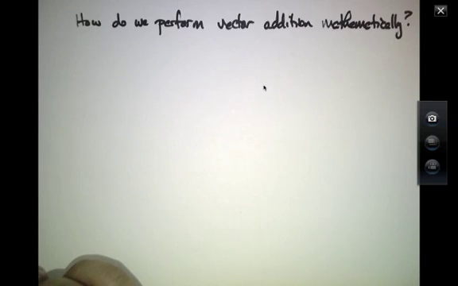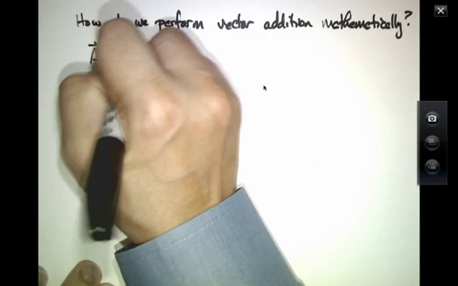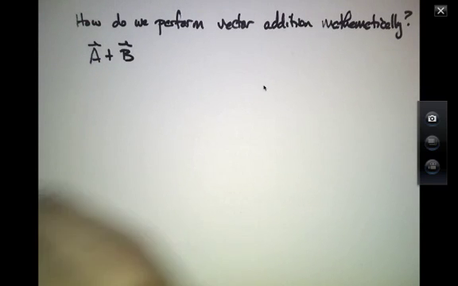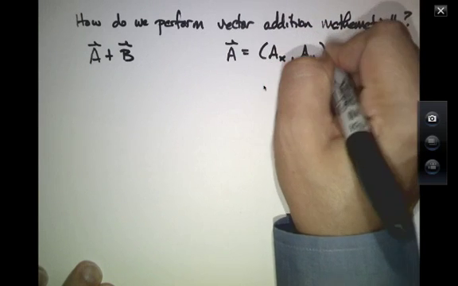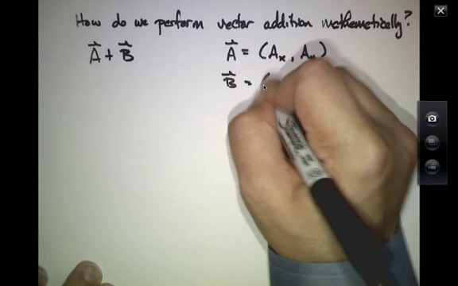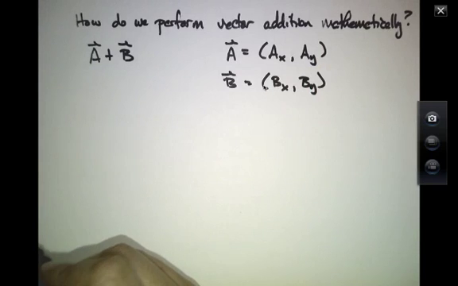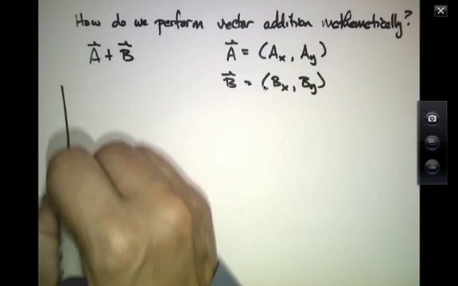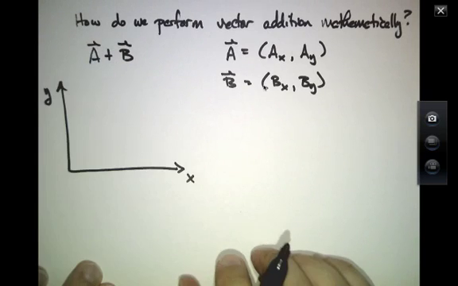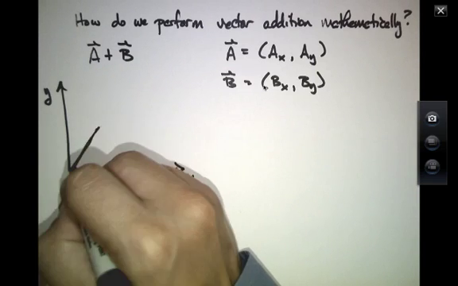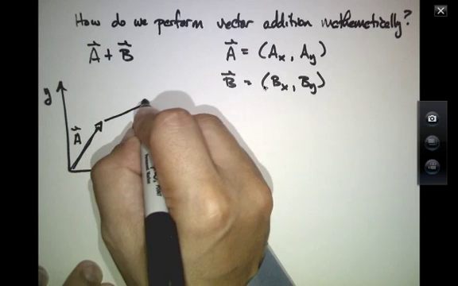So how do we actually do vector addition in terms of mathematics? Well, if we would like to compute the sum of A plus B, and A is defined as this ordered pair AX and AY, and B is this ordered pair BX and BY, it's helpful again to think about our coordinate system. So here might be the xy plane. And A might look like this. And B might look like that.